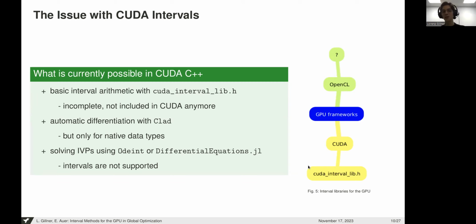There is only one public CUDA library, and there have been implementations for OpenCL. However, they are not public to my knowledge. So we are stuck with a single library for the GPU at the moment.